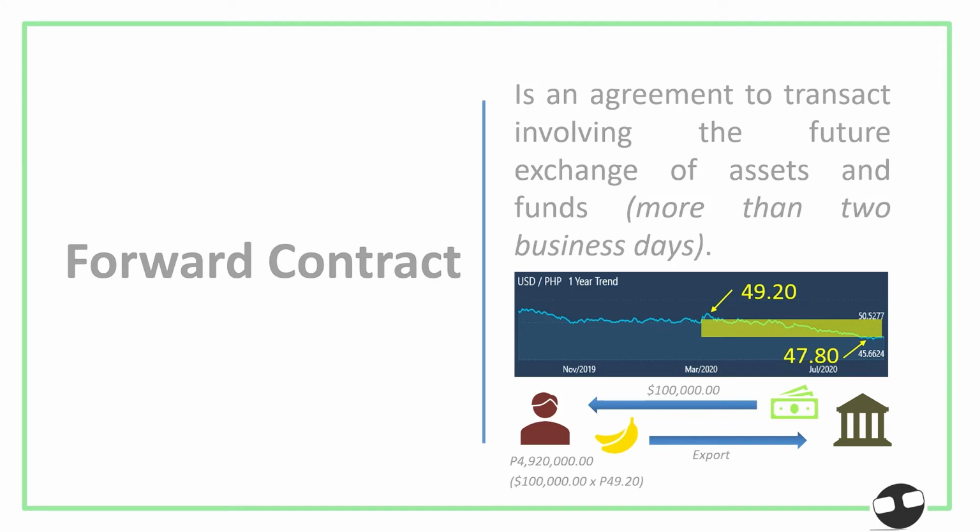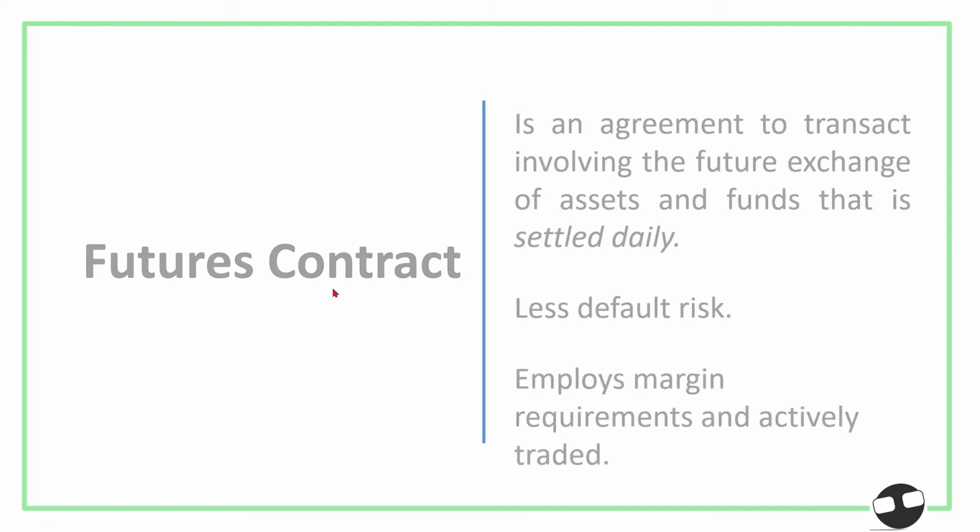So regardless of the exchange rate dropping to 47.80 by year end, you still have the 49.20. So in this case, you are still going to receive 4,920,000, or $100,000 times 49.20, for exporting bananas.